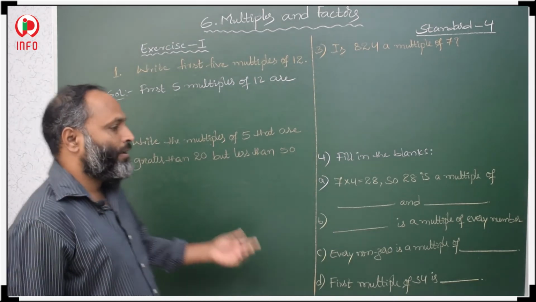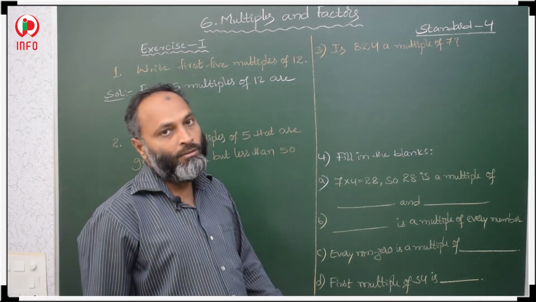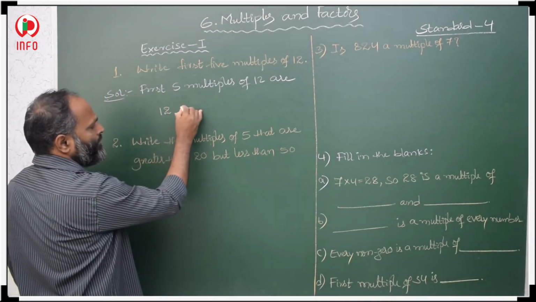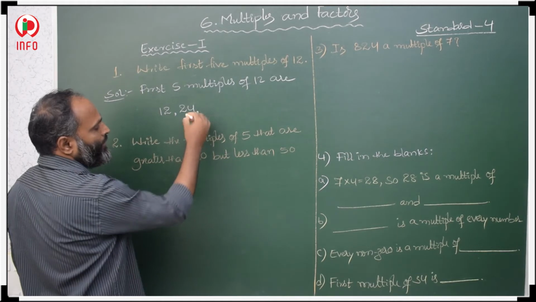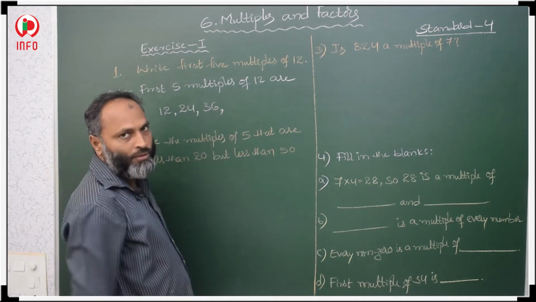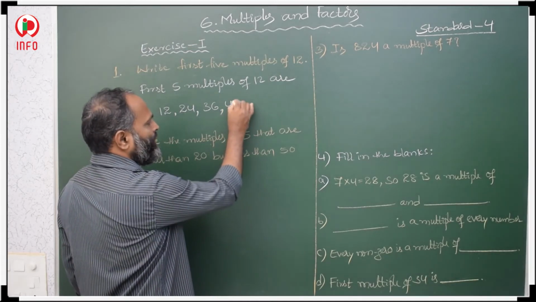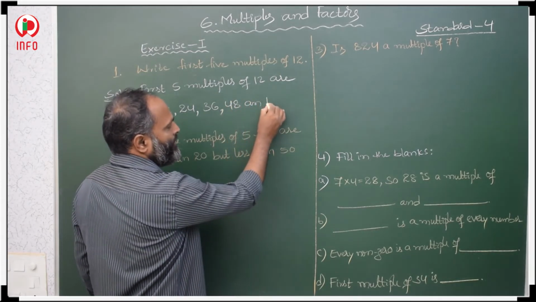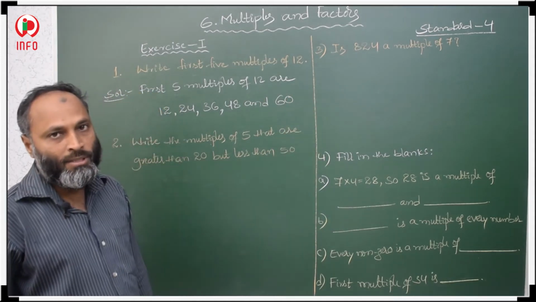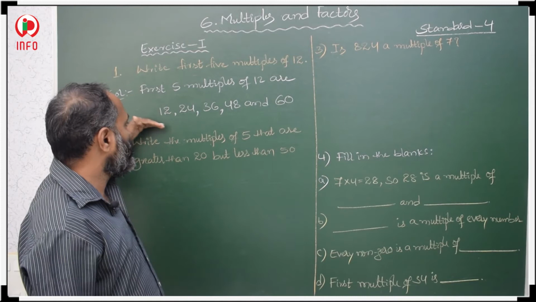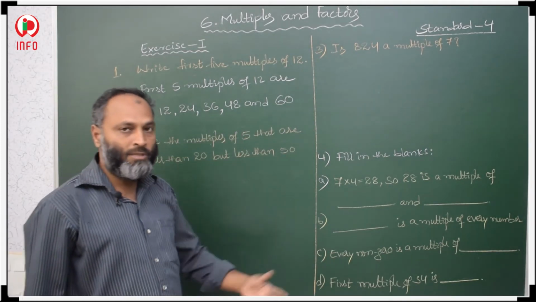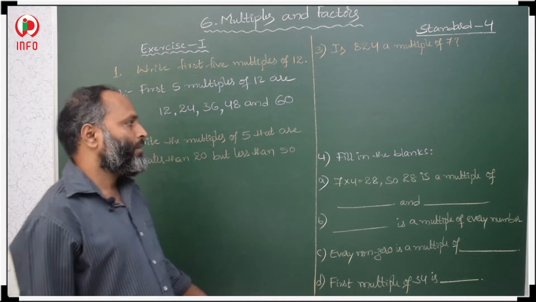So it means in indirect we have to write 12 table till 5. 12 ones are 12, 12 twos are 24, 12 threes are 36, 12 fours are 48, 12 fives are 60. These are the first 5 multiples of 12. Okay, 12 table we have to write, 12 multiples we have to write till 60. It means 12 fives are 60.